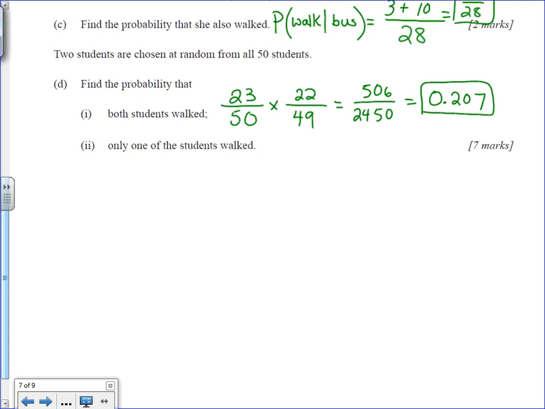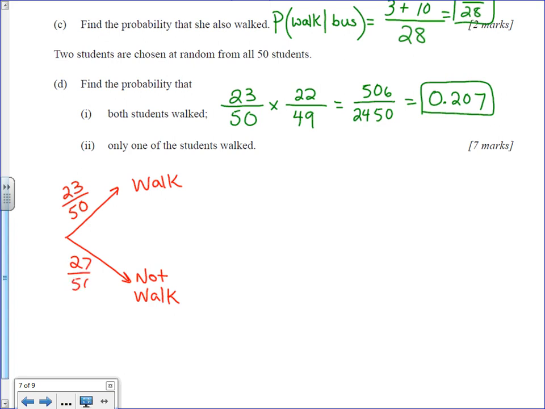So basically, when we reach in and pick out a student, this question is asking, they either walk or they don't walk. We don't need to put the bus and the car on this tree diagram because the question's only asking us about walking versus not walking. The probability that somebody walks, if we just pick out one random kid, is 23 out of 50. The probability that someone doesn't walk is 27 over 50, right?